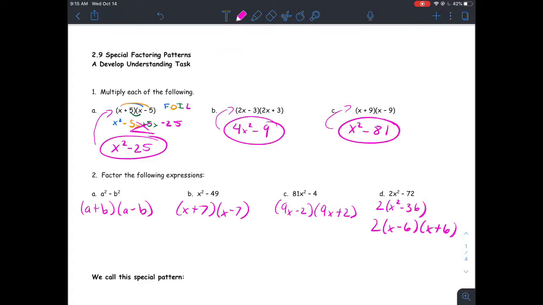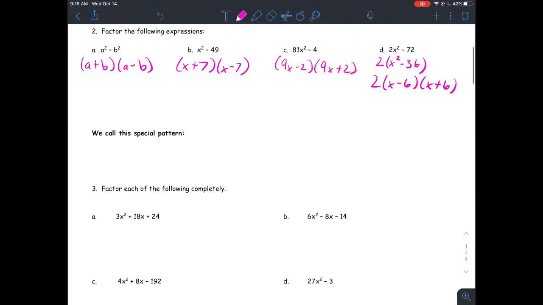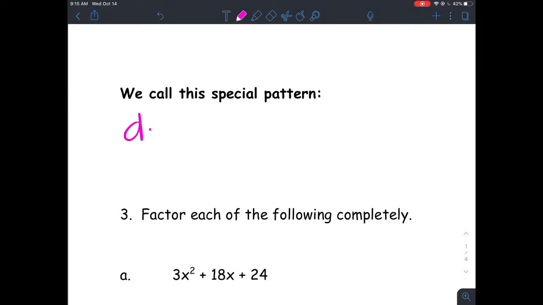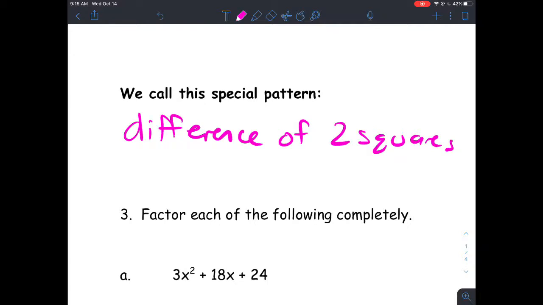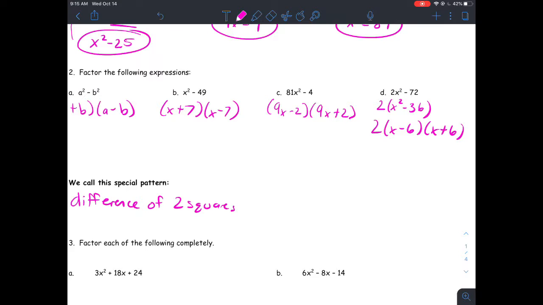So this is following that difference of two squares pattern that we've already learned about. All right, so we call this pattern difference of two squares. Hopefully that was kind of a review of difference of two squares. Hopefully by now you feel comfortable working with those kinds of problems. All right, so let's go ahead and try this next one.